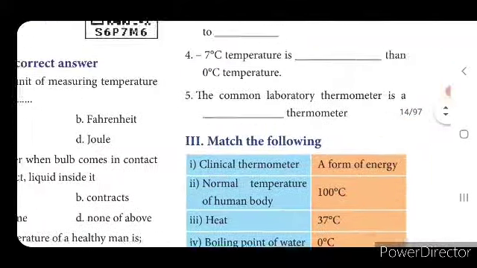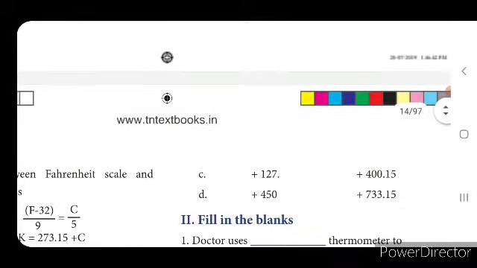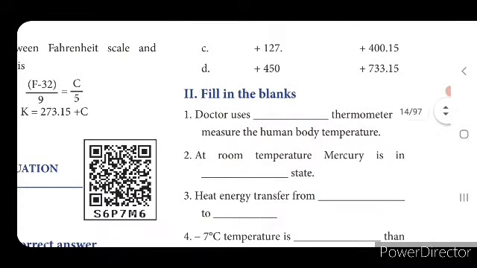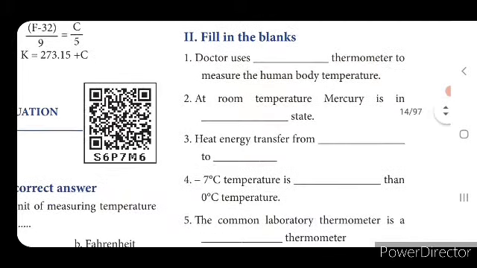Next one, we'll see the fill in the blanks. Doctor uses a clinical thermometer to measure the human body temperature. At room temperature, mercury is in liquid state. Heat energy transfers from hotter object to colder object. Minus 7 degree centigrade temperature is less than 0 degree temperature. The common laboratory thermometer is a mercury thermometer.